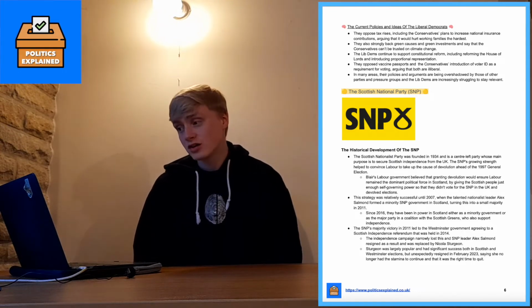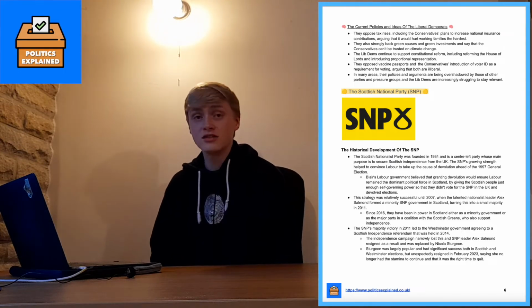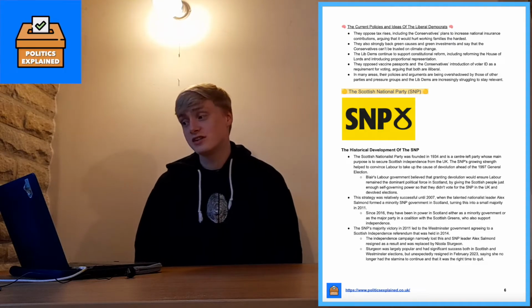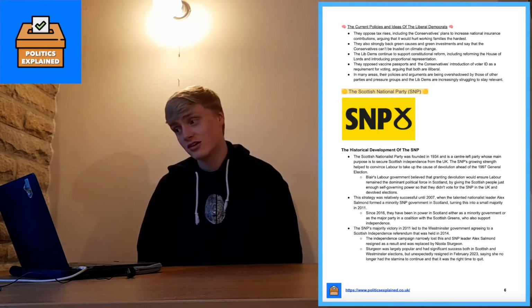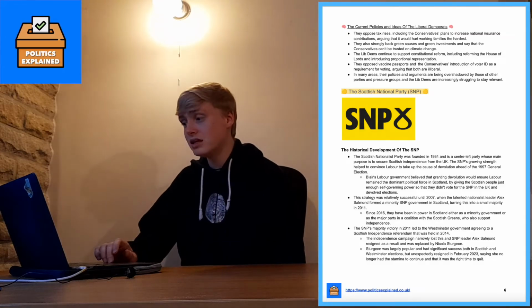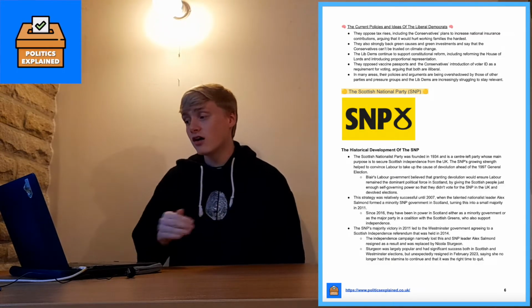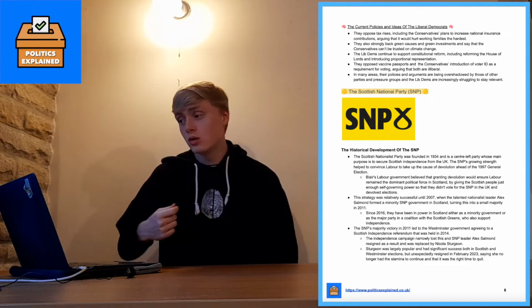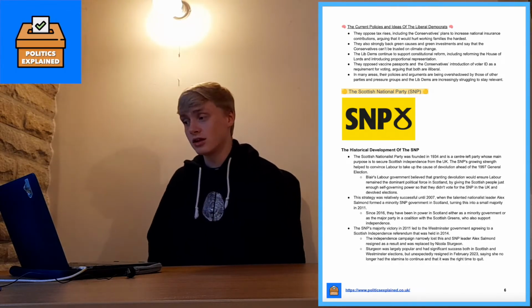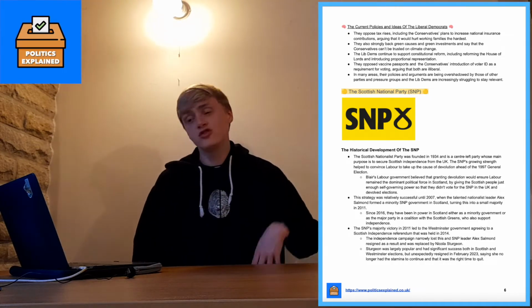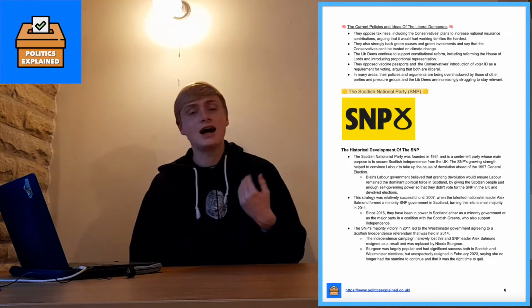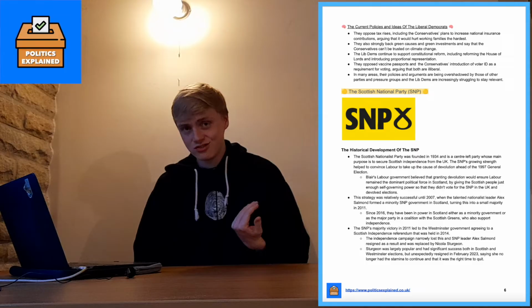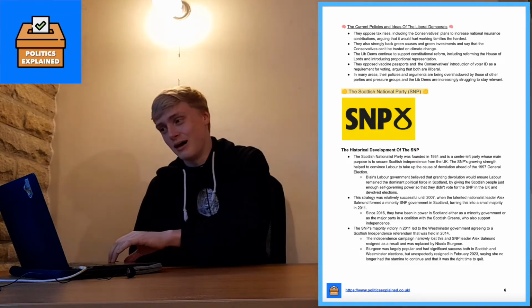So the SNP's growing strength, prior to the 1997 election, helped to convince Labour to take up the cause of devolution ahead of the 1997 election. Because Blair believed that granting devolution to Scotland would ensure that Labour remained the dominant political force in Scotland by giving the Scottish people just enough self-governing power so that they didn't vote for the SNP in the UK and in devolved elections. This strategy was really unsuccessful, however.